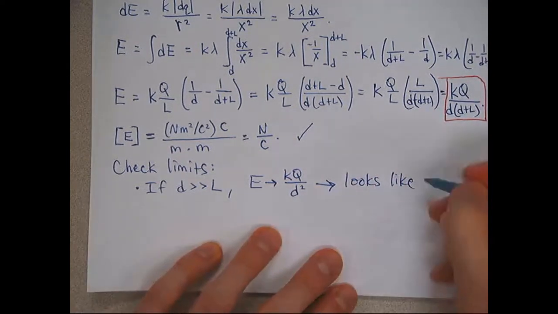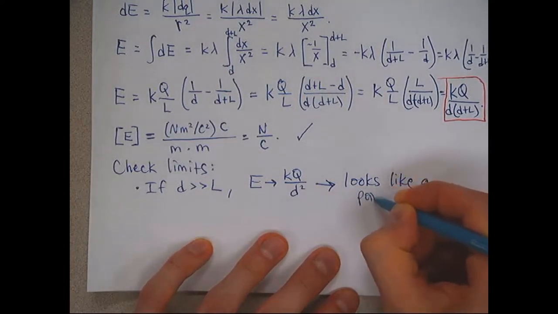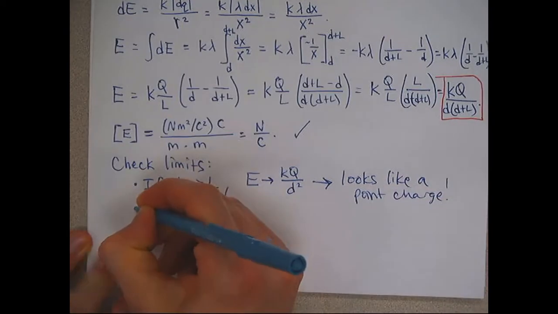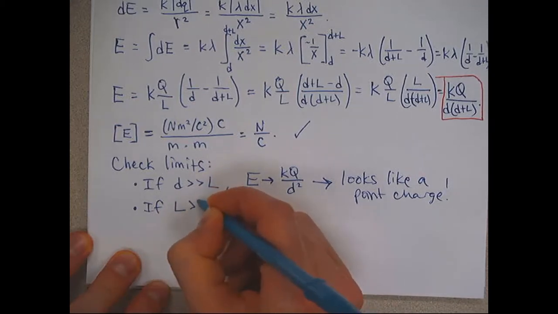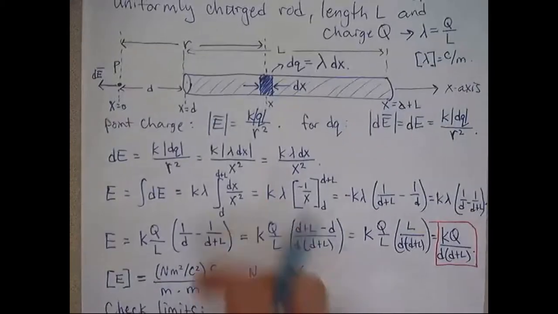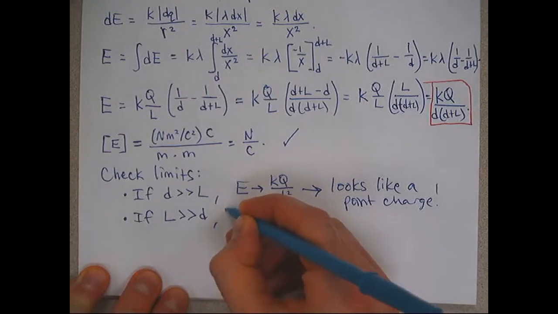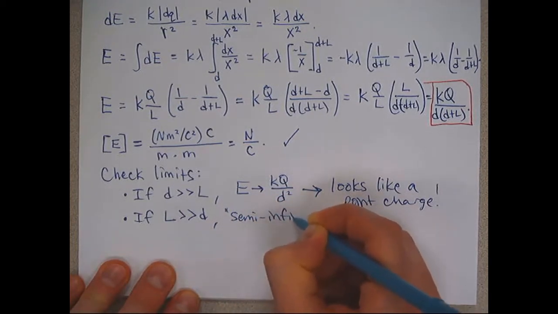It looks exactly like the electric field of a point charge. In the opposite limit, if the rod becomes much longer than the distance d from the end of the rod, you might call this a semi-infinite line.